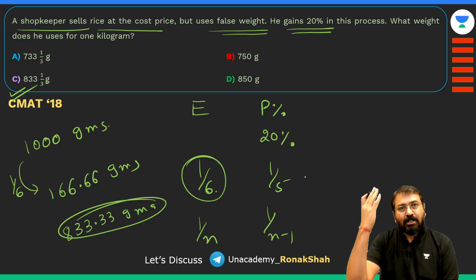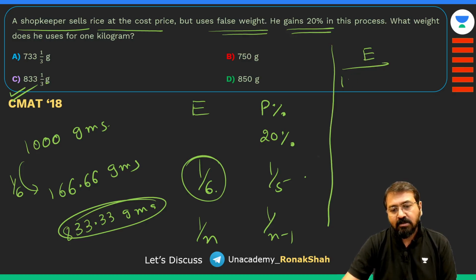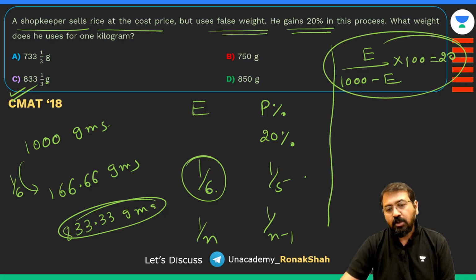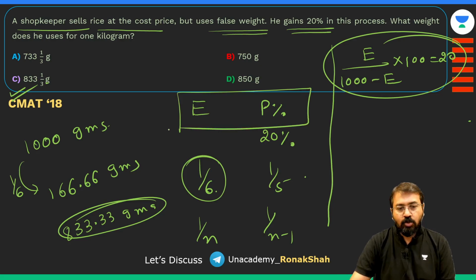Don't do all the calculations. Otherwise, if you go with the normal method, you will do it this way: error upon true value, which is 1000 grams, minus error, into 100%, is given as 20. And then you will solve this equation, so you will get error as 133.33. And then you will find out 1000 minus this one. Don't do all these things. Just remember this relation. It's always true.